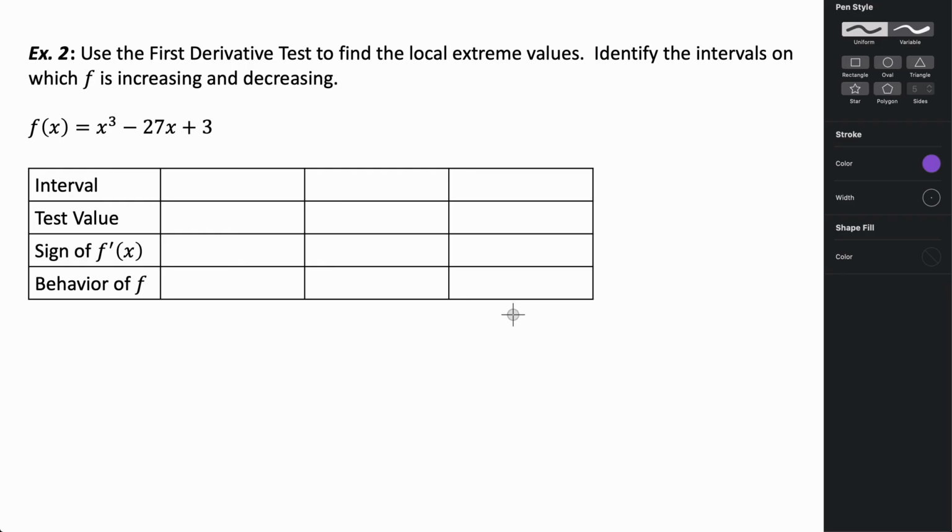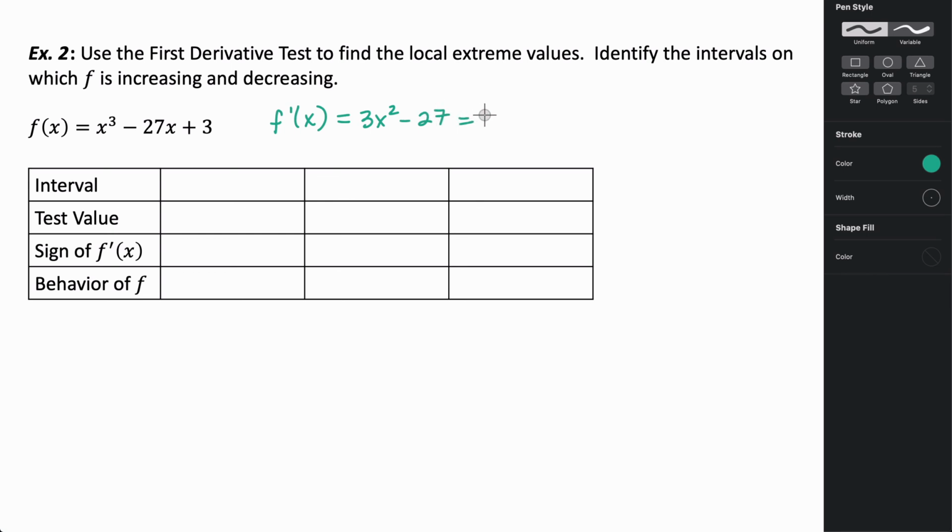Okay, so let's go ahead and use the first derivative test to find our local extreme values and then identify the intervals where our function increases and decreases. To do that, we take the derivative. So what is f prime of x? f prime of x is going to be 3x squared minus 27.